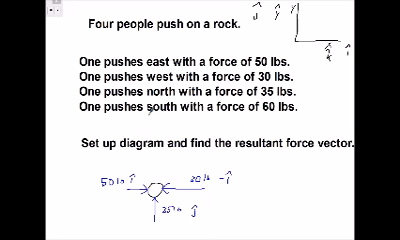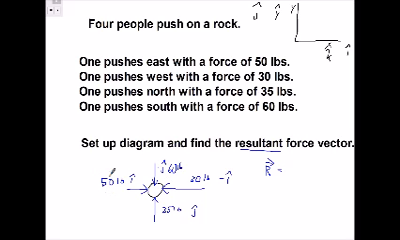And one person pushes south, so they'll be downwards with a force of 60 pounds. Now, again, it's down, so this would be negative j-hat direction for the 60 pounds. What we're going to do is to find the resultant vector. The resultant vector is usually capital R, the addition or subtraction or some combination of different vectors. So we're going to add these components together.